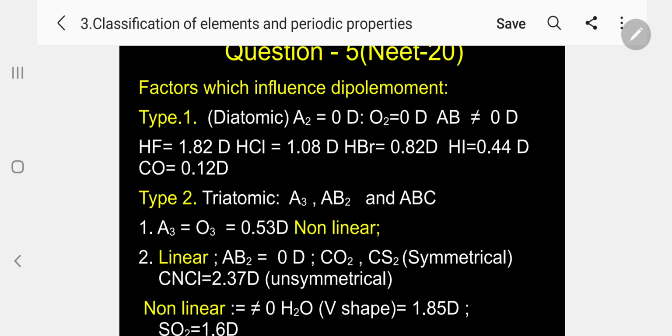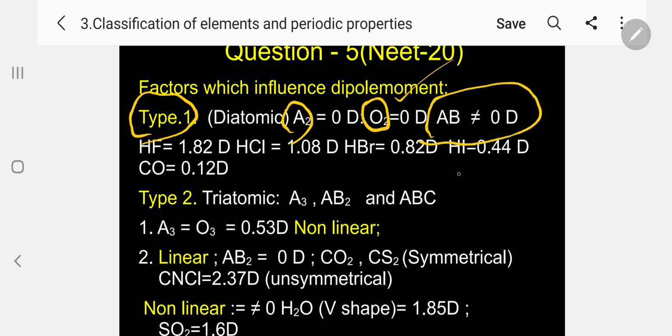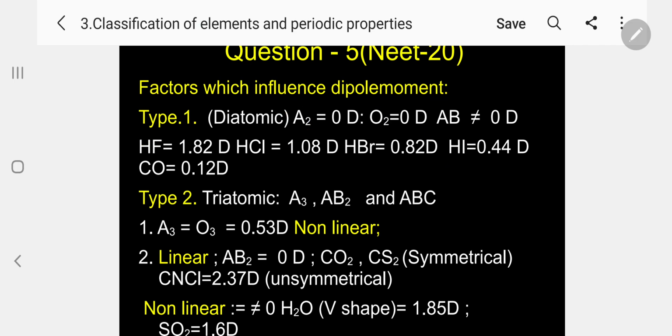Let me explain how. First, let me take type 1: A2, a diatomic molecule. A diatomic molecule may be homodiatomic or heterodiatomic. For homodiatomic, take the example of oxygen: zero. Chlorine, bromine, iodine, any homodiatomic molecule you take, it is zero. Whereas if it is heterodiatomic, like HCl, HBr, etc., it is not zero. The dipole moment is there.